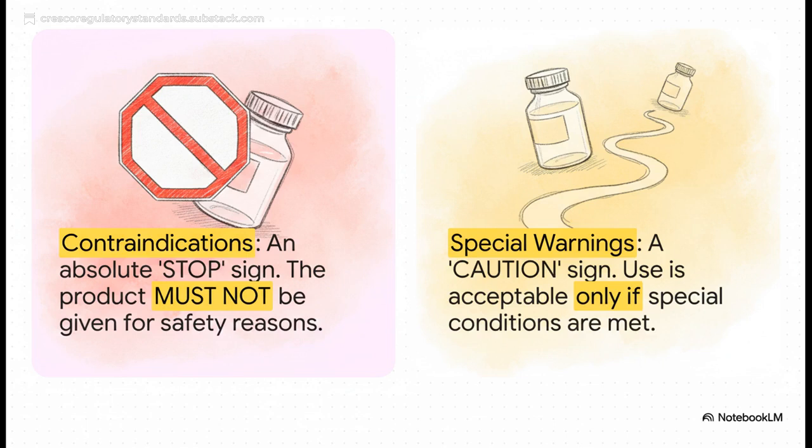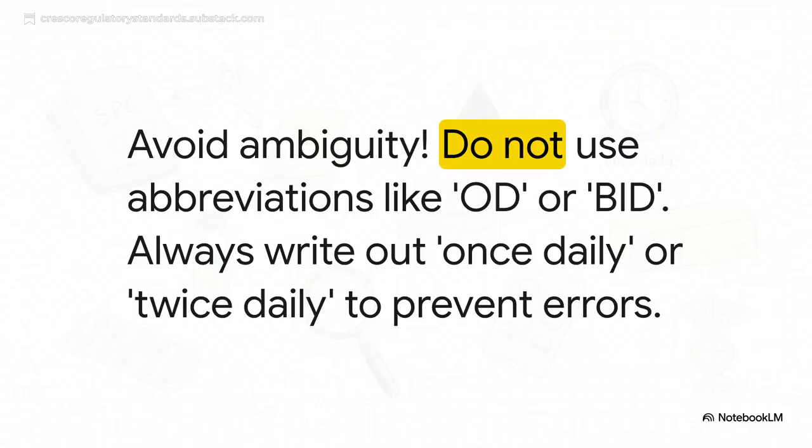There is zero room for confusion between these two. And here's a fantastic pro tip straight from the guidance that helps eliminate a really common source of medication errors. In the dosing section, all abbreviations are banned. You can't write OD for once daily or BID for twice daily. You have to spell it out, once daily. It seems like a small detail, but it makes the instructions so much clearer and harder to misinterpret.